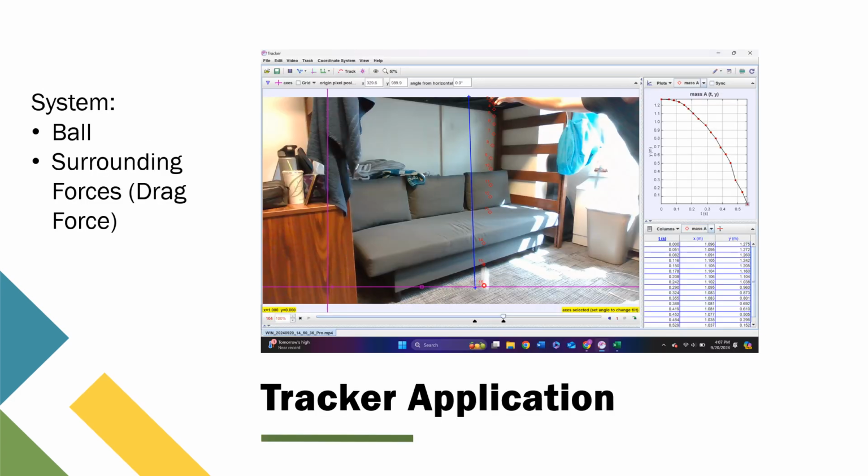All right, and here's the application used for the lab, Tracker. You can see here I dropped a paper ball through the air, and the system is the ball, and then the surrounding forces, which is drag force. And Tracker then computes a position-time graph, and you can see here it's kind of a downwards curved slope, and that just indicates gravity and drag force acting on the object.